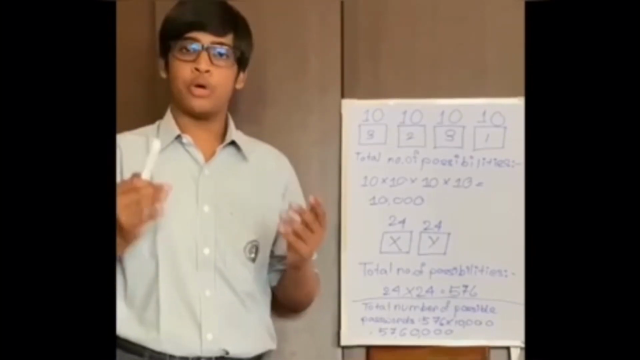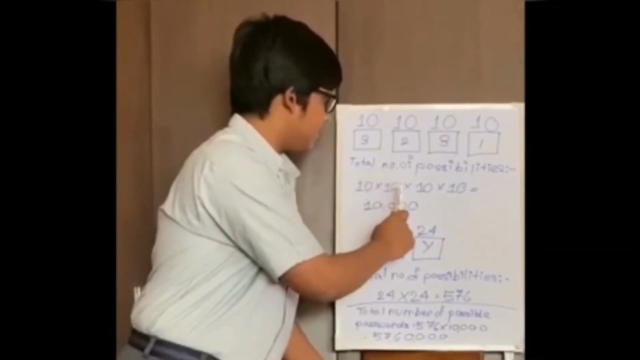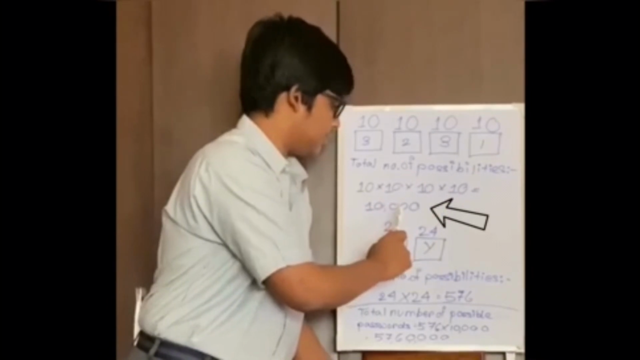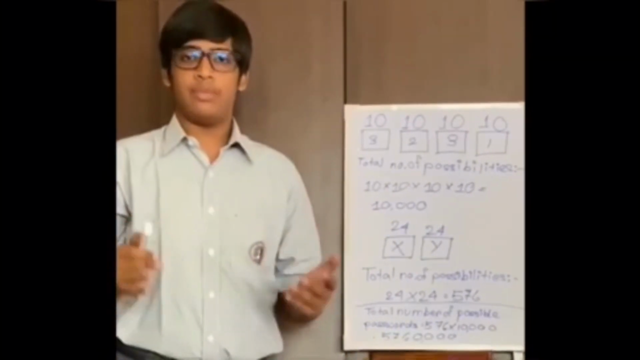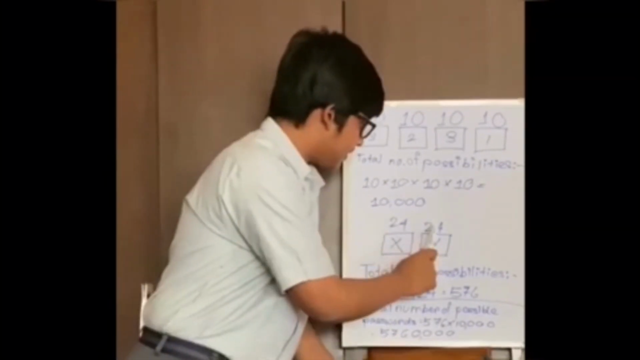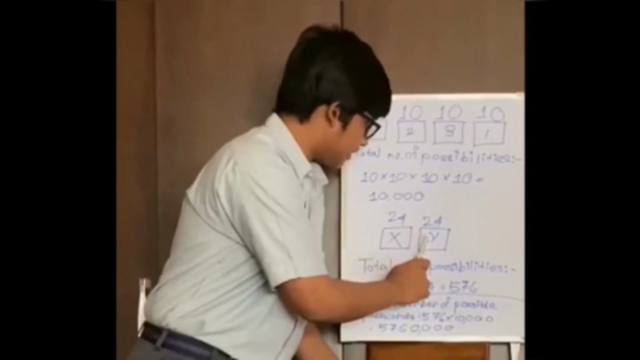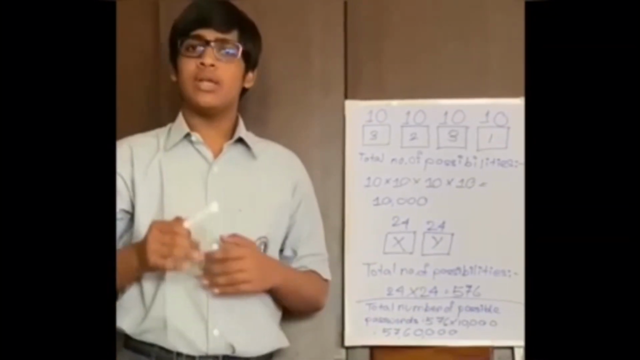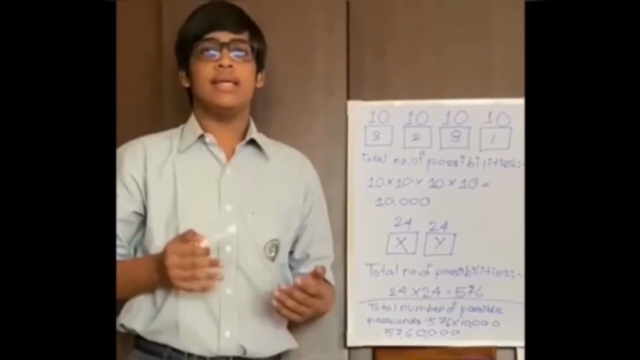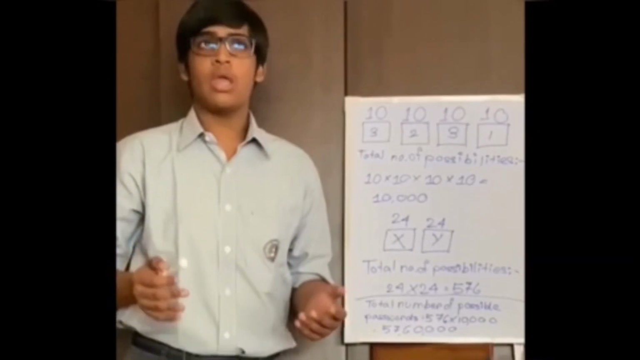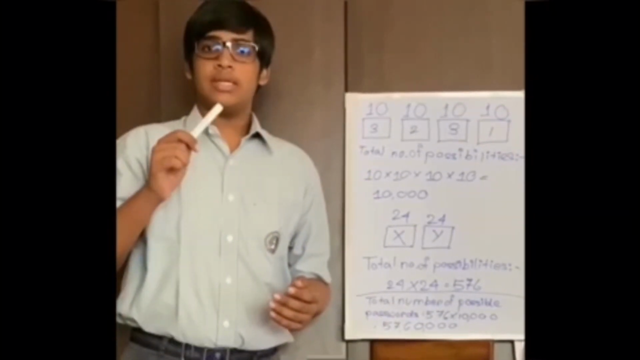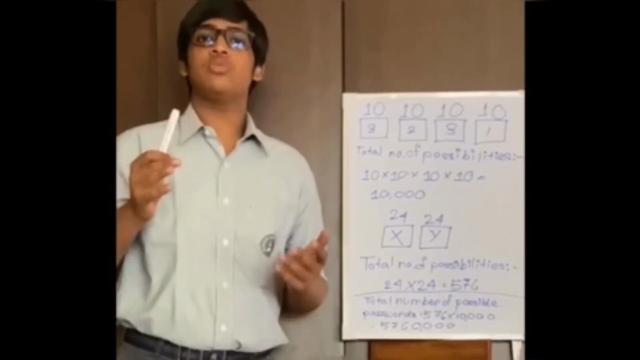So the total number of possibilities will be 10 into 10 into 10 into 10, that is 10,000. Now let us come to the alphabets. There are 24 possibilities in each box and there are 2 boxes as there are 2 alphabets. Why 24 possibilities? A and Z are not used as we have said before, and therefore the number of possibilities are 26 minus 2, that is 24.